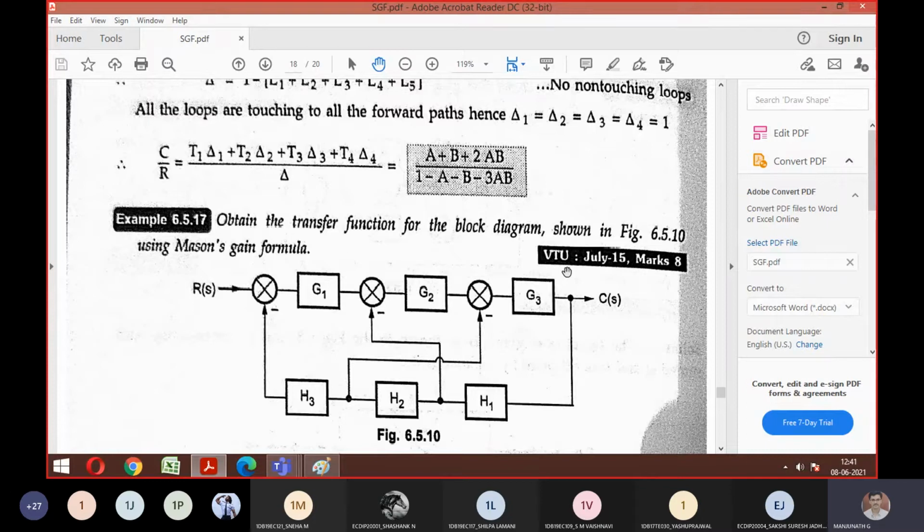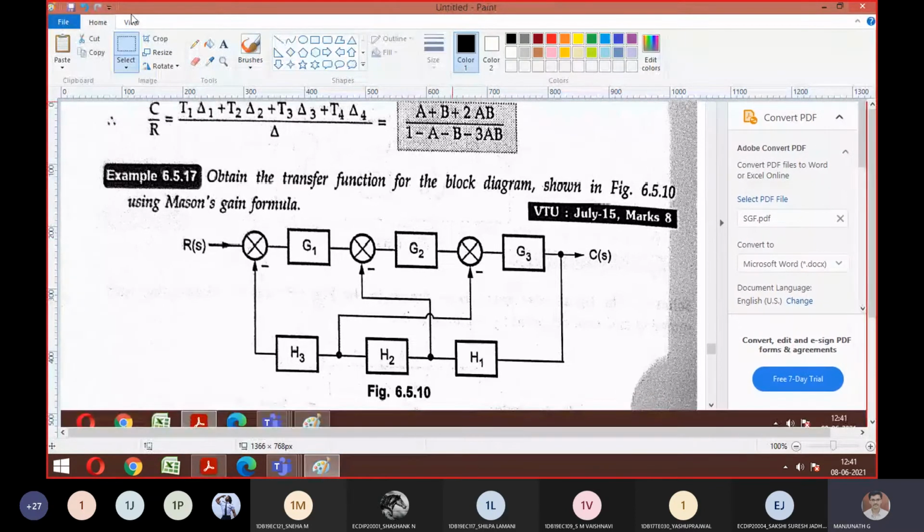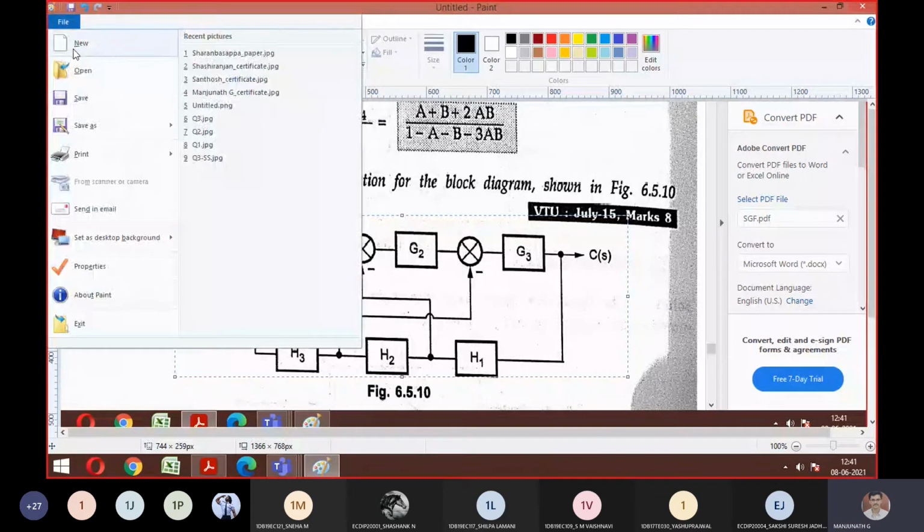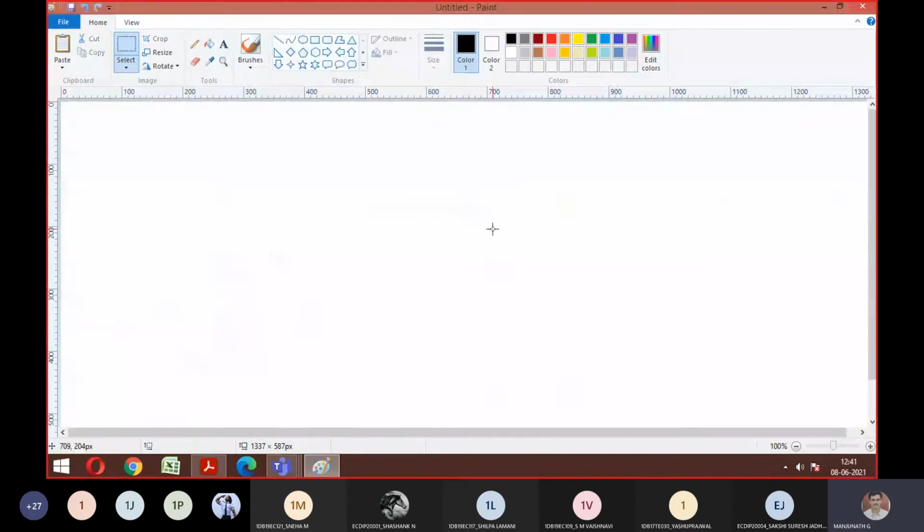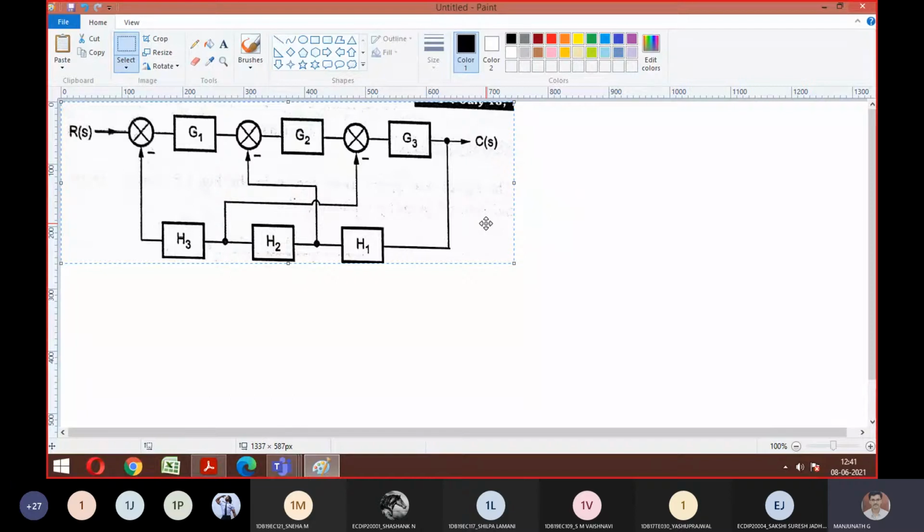Then find out the number of individual loops. Before that, you join everything. So let me copy this question and paste. The marking, how we did yesterday, same thing. You can call this node 1 and node 2. How the diagram is there, same way you try to plot. It will be useful for you.